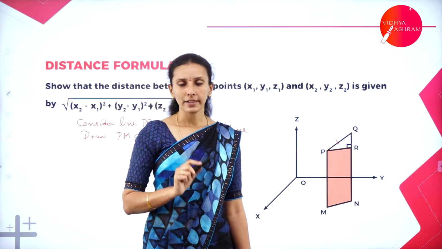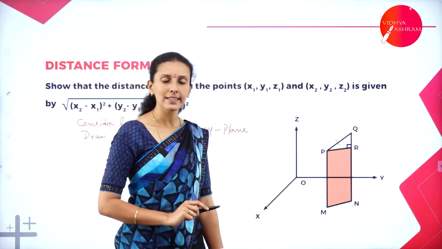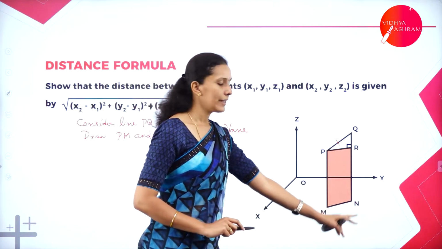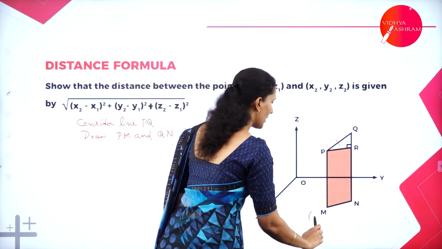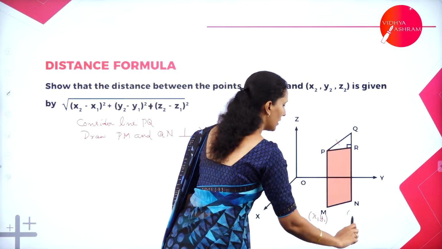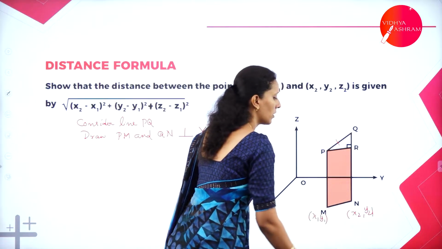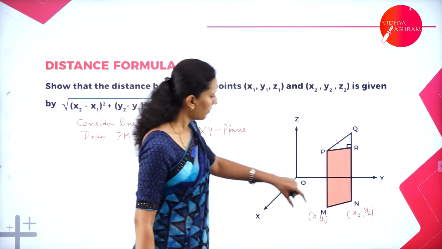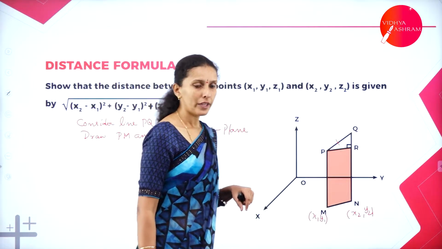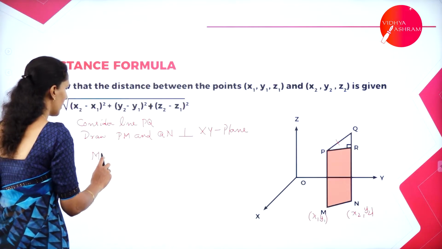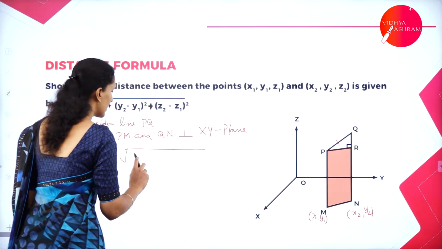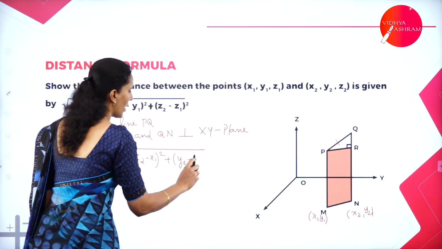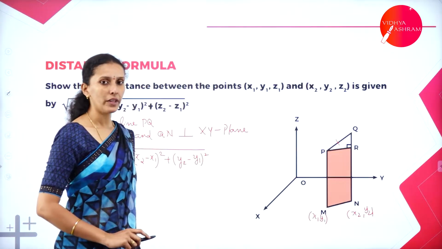We know that on the XY plane, the coordinate of Z is 0. So therefore, on the XY plane, the points M and N will have the coordinates x1, y1 and x2, y2. Because the z value is 0, we are only considering these two axes now. So therefore, the distance MN we can write in 2-dimensional geometry as the square root of x2 minus x1 whole square plus y2 minus y1 whole square.